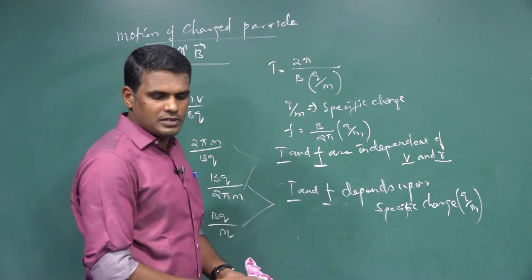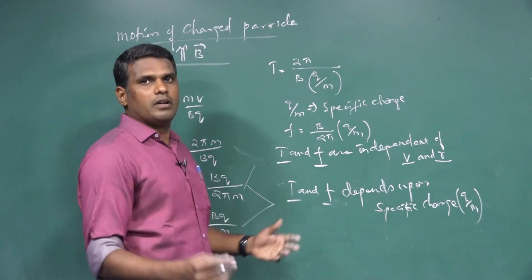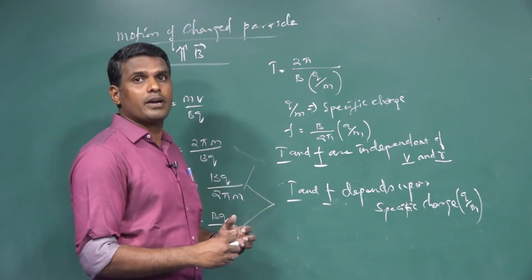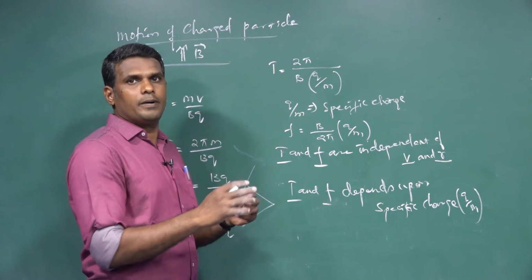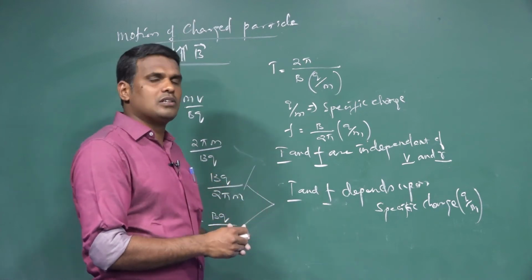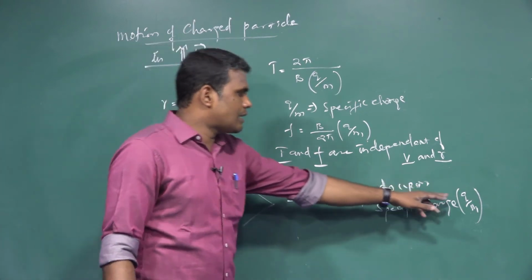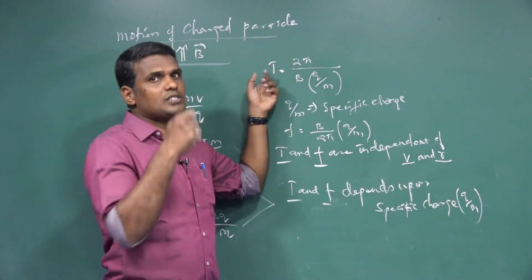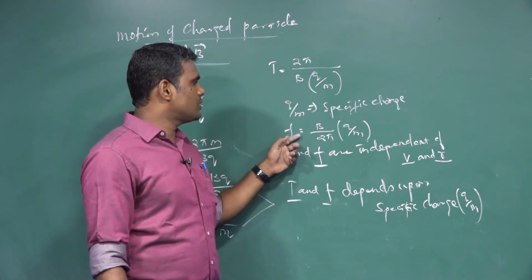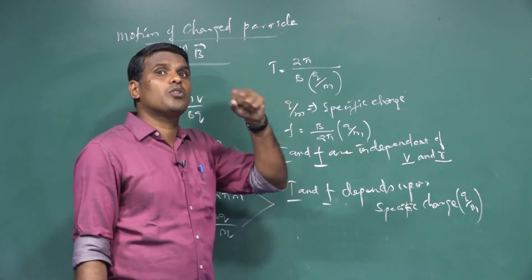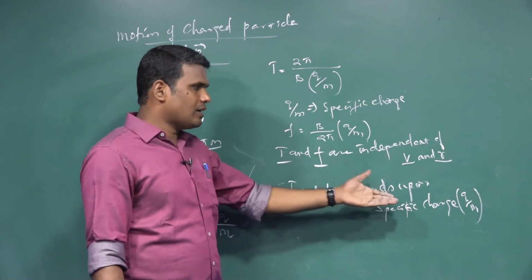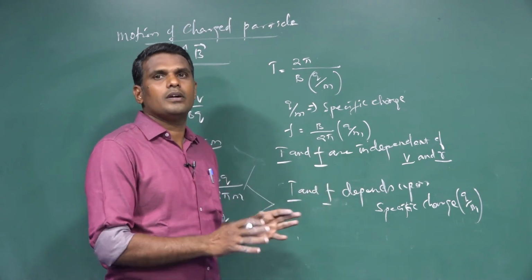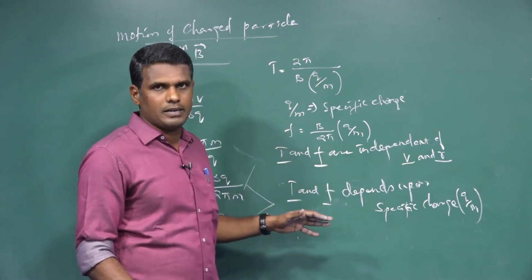As you know very well, the specific charge of different particles differ. If the specific charge differs, then the time period of revolution and the frequency of rotation of the charged particles will also differ. If you consider an electron, then specific charge is more, so time period is less for the electron and the frequency of rotation is more. In the same way, you can discuss for any number of charged particles if you know the values of their specific charges.